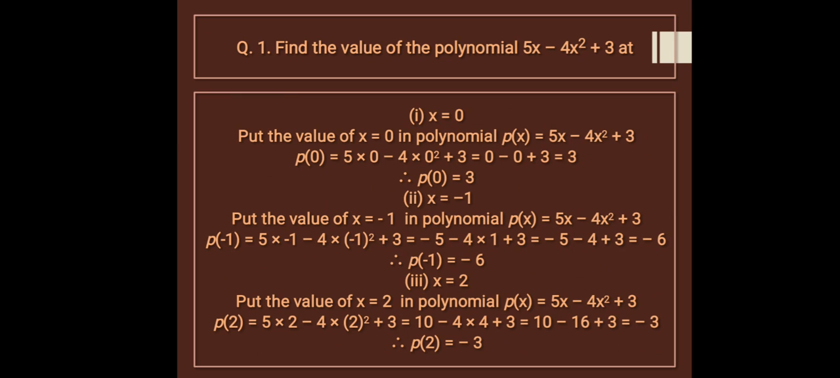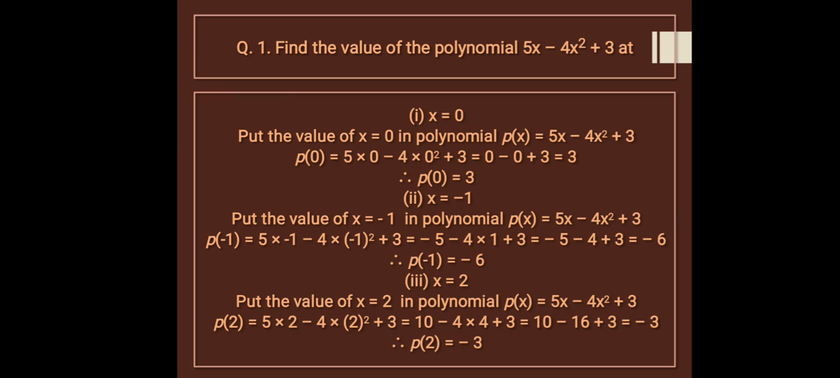Next, x equal to minus 1, so put the x value of minus 1. Then 5x is 5 into minus 1, and minus 4x square, x square is minus 1 square equal to 1. So the addition of this is minus 5 minus 4 plus 3 equal to minus 6. So the value of it is minus 6.